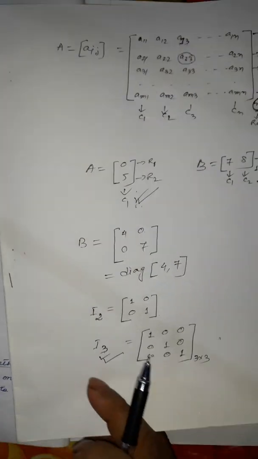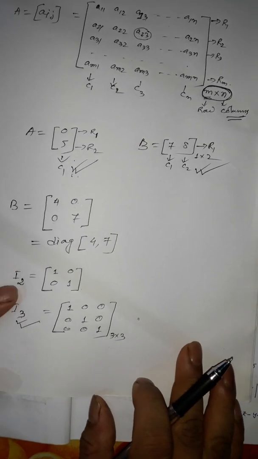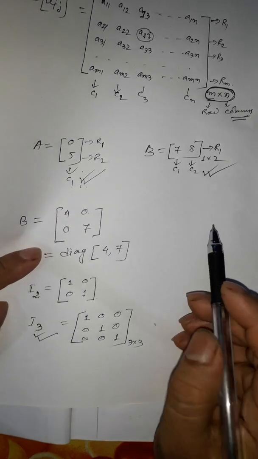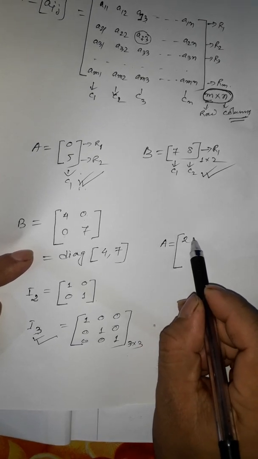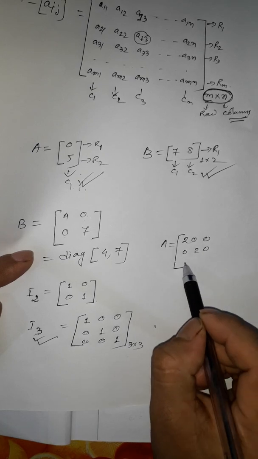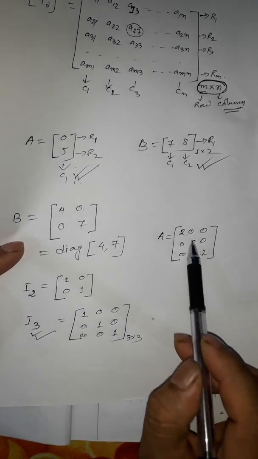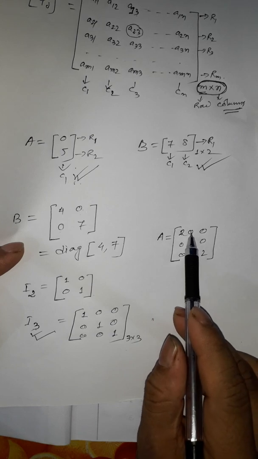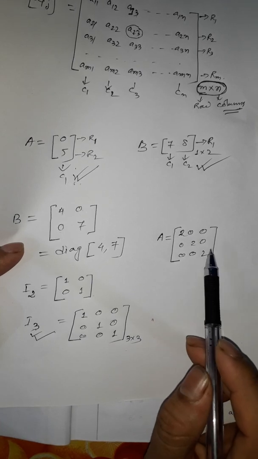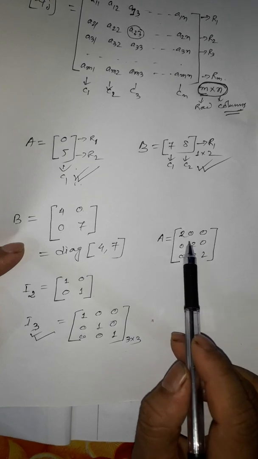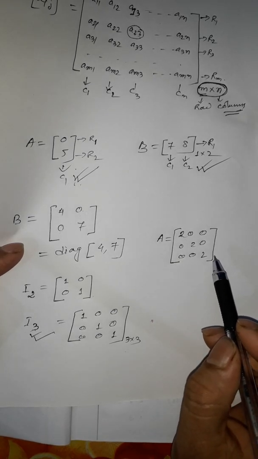Scalar matrix. What is a scalar matrix? A diagonal matrix in which the elements in the leading diagonal are equal is called a scalar matrix. For example, A equal to 2 0 0 0 2 0 0 0 2. This is a scalar matrix because the elements in the leading diagonal are equal, the same element. In a diagonal matrix, the diagonal elements are non-zero and the rest are 0. If all the leading diagonal elements are equal, then the matrix is said to be a scalar matrix.